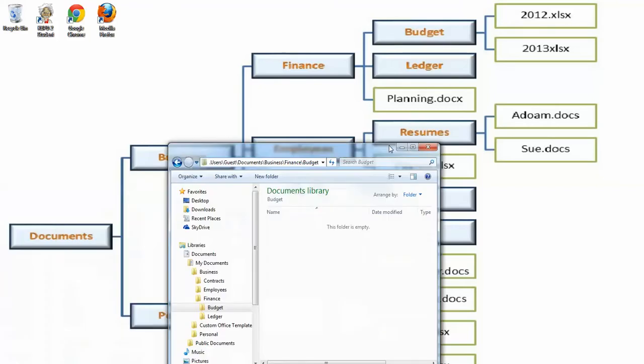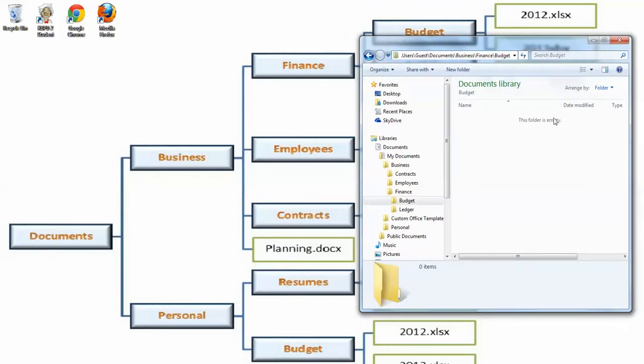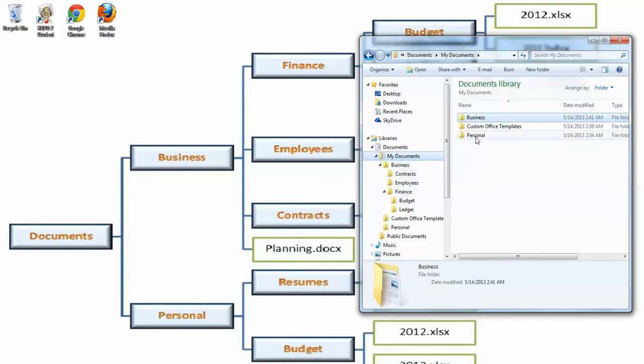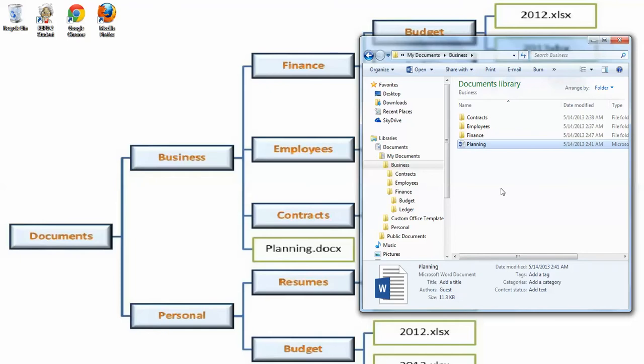So we're going to change it as a business. We're going to change to a business planning. So let's go to My Documents, and then Business. Double click here and change this file to Business Planning.